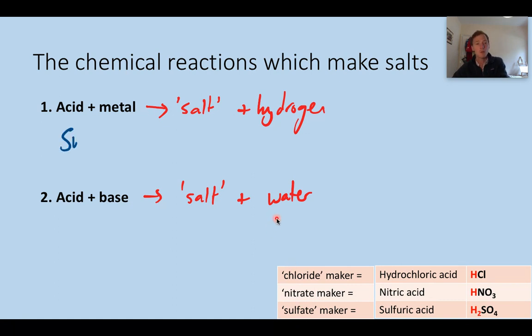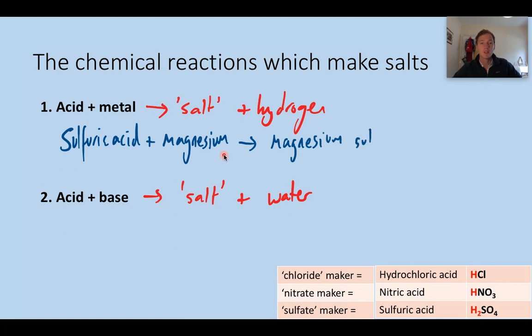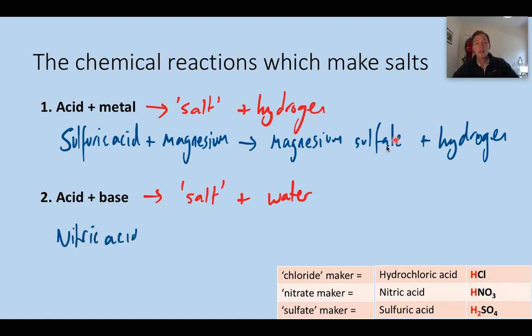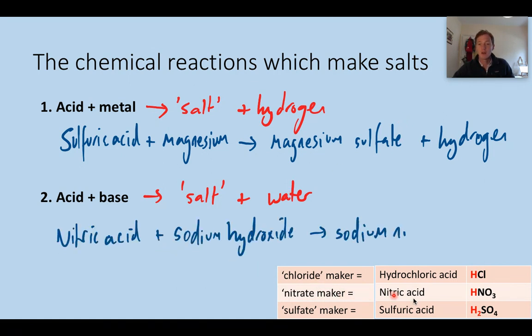So let's look at an example. Sulfuric acid and magnesium will make magnesium sulfate, that's the salt, because sulfuric acid makes sulfates, so we've got sulfate from sulfuric acid, and hydrogen, because that's what's left over. And then if we start with nitric acid, we're going to make a nitrate salt, and from sodium hydroxide, that's the metal sodium, we're going to get sodium nitrate. And in addition, because sodium hydroxide is a base, we're going to get water as well.